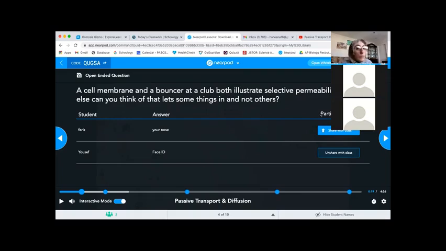Well, I was thinking of things that I know from my past experience in life, that your nose is like a filter. When you breathe in, it keeps out the bad stuff. So that was the first thing to come to mind. Okay, exactly. So it's like a filter, and that's a very good way to describe a cell membrane. How about you, Yusuf?